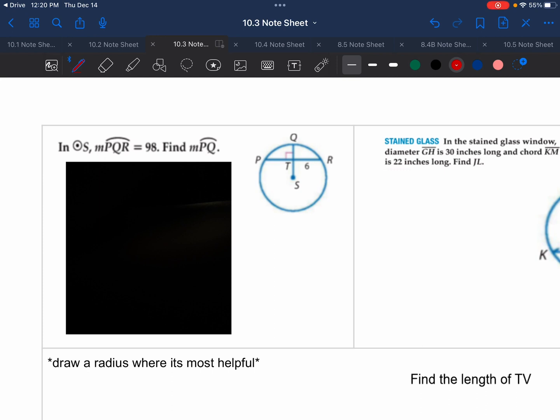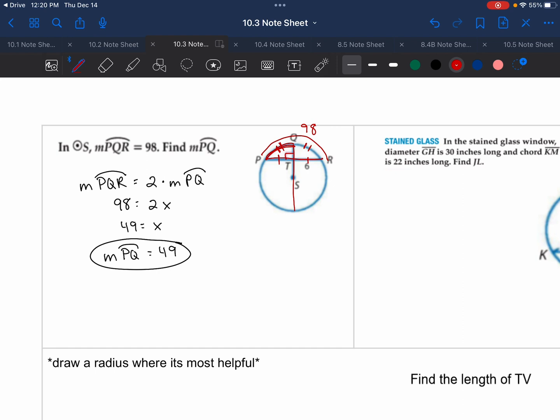All right, so circle S. The measurement of arc PQR is 98. Find the measurement of PQ. Well, this chord is perpendicular to this radius, which is also a diameter, which means the chord is bisected and the arc is bisected. So if an arc of 98 is bisected, divide it by 2 to find one of its halves. So the measurement of PQ, which is a half of it, is 49 degrees.